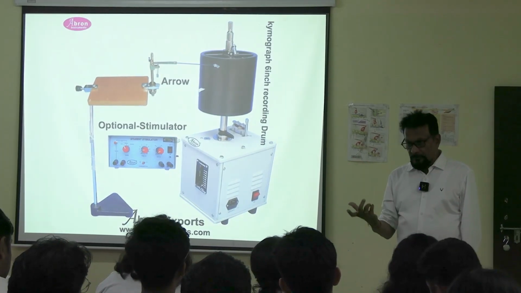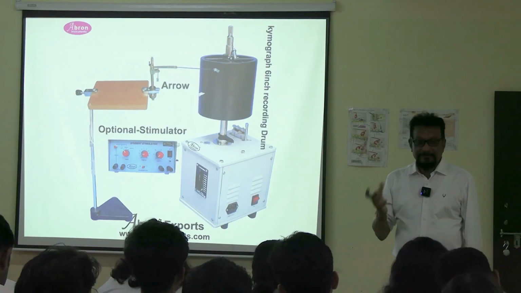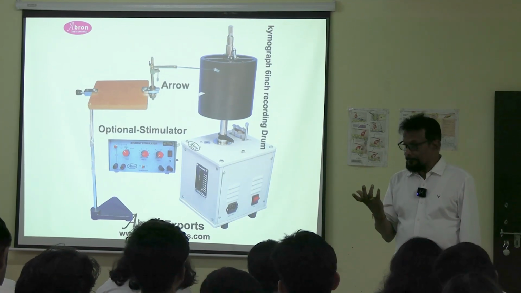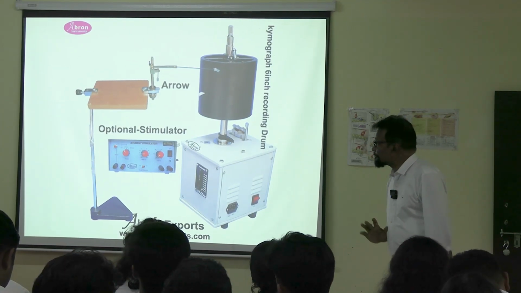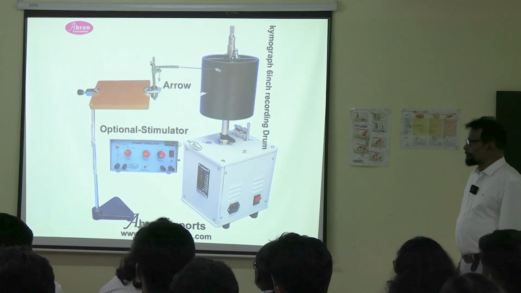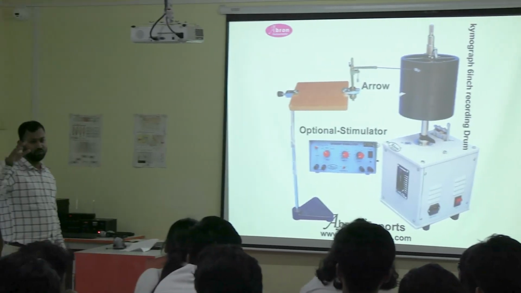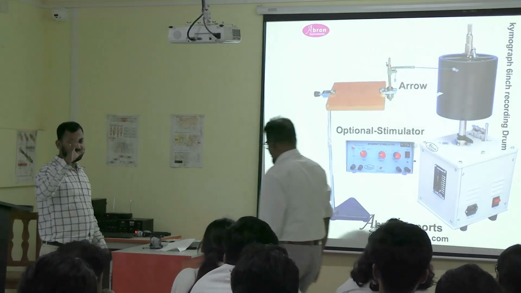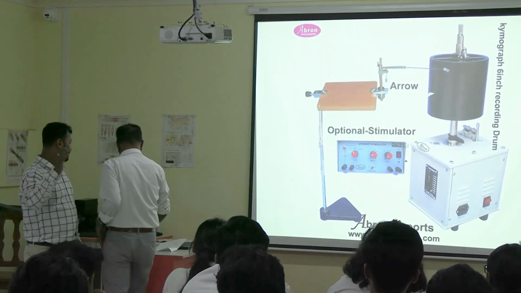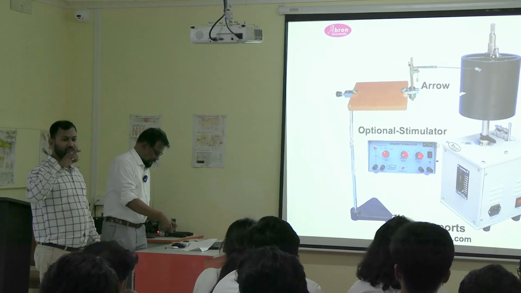Now there is a method by which you can make it black. And the process is called smoking. How can it be done? You can take the drum, you can take fire, like any candle or anything. It will produce smoke. So if you rotate the drum in front of the smoke, it will be covered with smoke, and so it will be black.